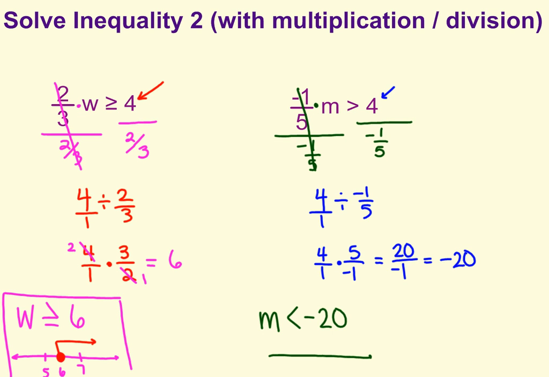Number line, we've got negative 20, we've got a negative 19 on the right, and a negative 21 on the left. This has an open circle, and because M is less than negative 20, less than shades to the left, those are the values that are less than negative 20. So when you're working with dividing fractions, remember you just multiply by the reciprocal, or flip and multiply.